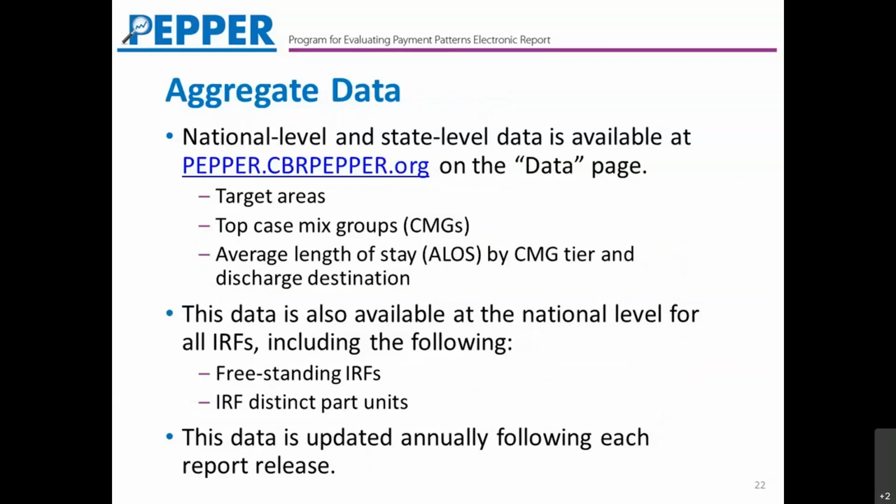We saw that we have a number of resources that are available publicly on our website, pepr.cbrpepr.org. Some of those resources is aggregate information at both a national and a state level for the target areas, the top CMGs, and average length of stay by CMG tier and discharge destination. This information is updated each time we have a PEPR release. At the national level, data is available for freestanding IRFs and for IRFs that are distinct part units.